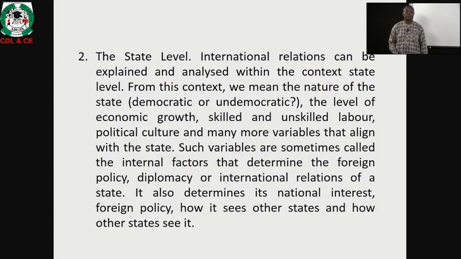The state level. International relations can be explained and analyzed within the context of the state level. From this context, we mean the nature of the state, democratic or undemocratic, the level of economic growth, skilled and unskilled labor, political culture, and many more variables that align with the state. Such variables are sometimes called the internal factors that determine the foreign policy, diplomacy, or international relations of a state.